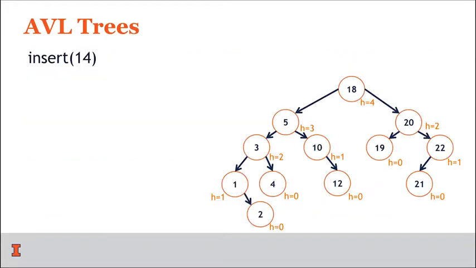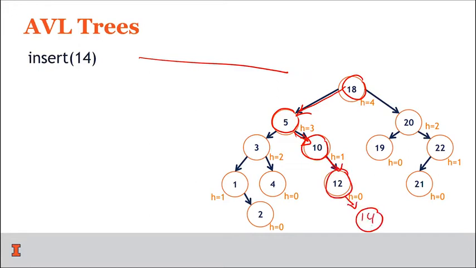Suppose we want to insert the node 14 into our binary search tree, or an AVL tree. Just like the insertion algorithm we talked about previously, we're going to start at the root, compare 14 to 18, and find that we need to move left. Looking at 5, 14, we need to move right. 10, we need to move right again. 12, we need to move right again. And here we can insert 14 as a new leaf node right at the end of this path.